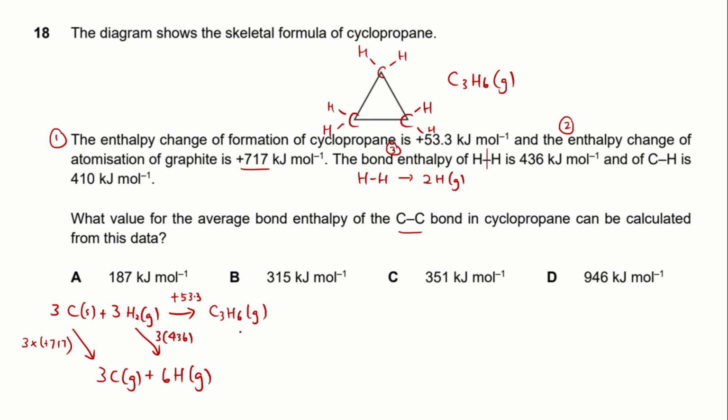Now to form a complete cycle, I need to put 1 more arrow from the cyclopropane to gaseous carbon atoms and gaseous hydrogen atoms. So that means I'm breaking all the bonds in cyclopropane for this reaction. There are 3 C-C bonds, 1, 2, 3. There are also C-H bonds, 1, 2, 3, 4, 5, and 6. So the sum of all these bond energies will be the energy change in this reaction.